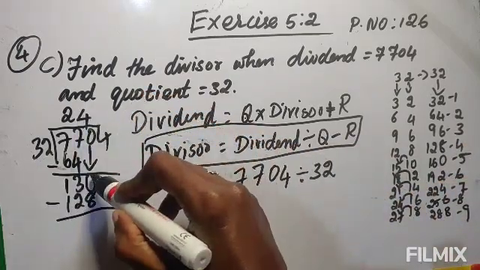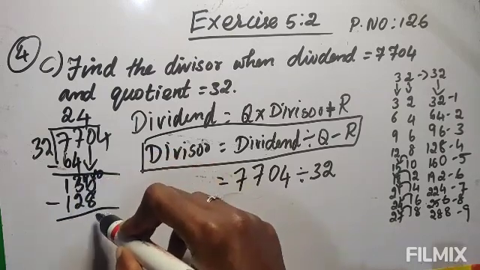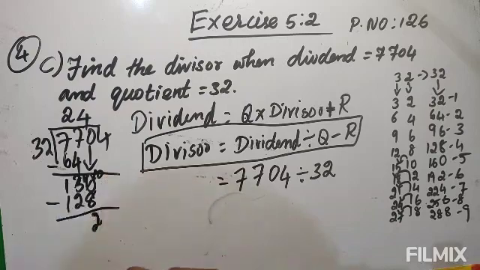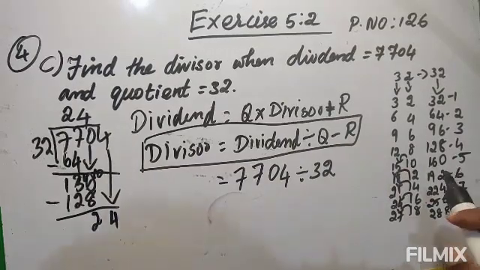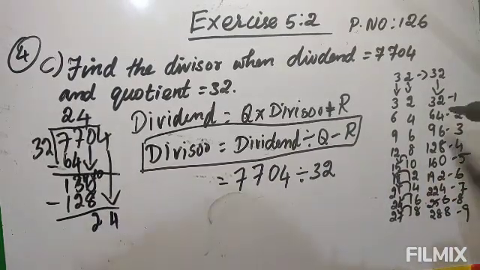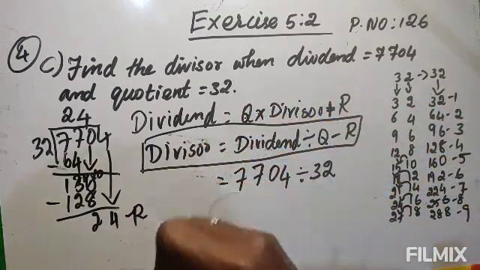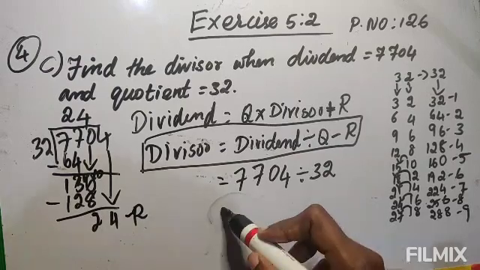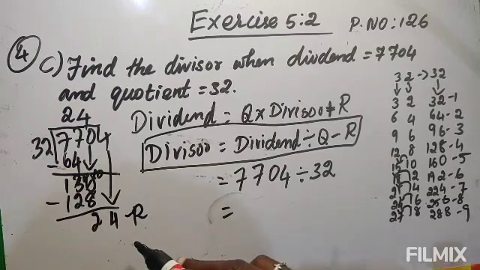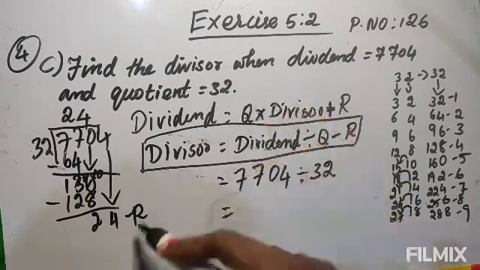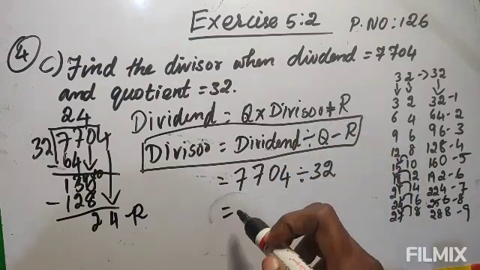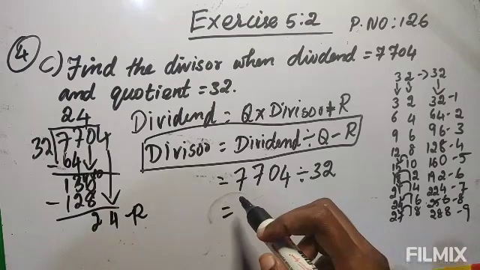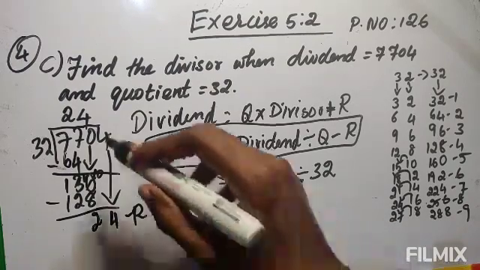Now we have to minus. Here we cannot minus, so we will borrow. 10 minus 8, 2. 2 minus 2, 0. 1 minus 1, 0. So you leave it. Now take the next number, 4. Now 24. 24 is not there in the table, so this will be the remainder. Here the remainder was not given, but we have got the remainder here.